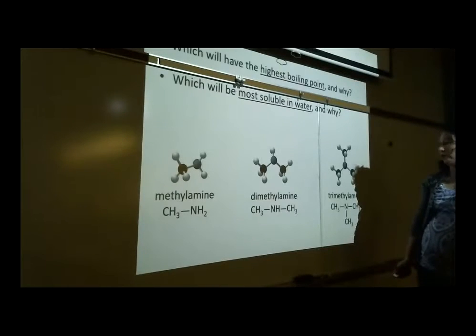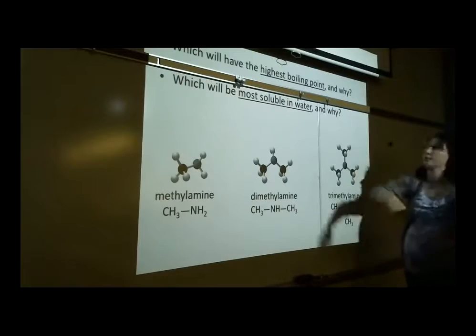So, erase my screen here. I've got a question. Here are 3 structures. I guess I can put my screen back down now.